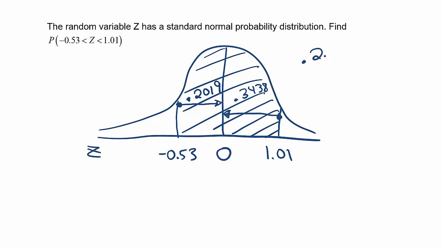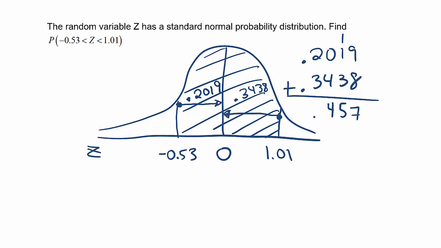So you're just going to do 0.2019 added to 0.3438. And then, of course, 9 and 8 make 17, carry the 1, you get 5, then 4 and 0 and 5, and there's your answer, 0.5457. So the probability here is 54.57%. And that's written as a percent. Of course, you could also leave it as a decimal, 0.5457.